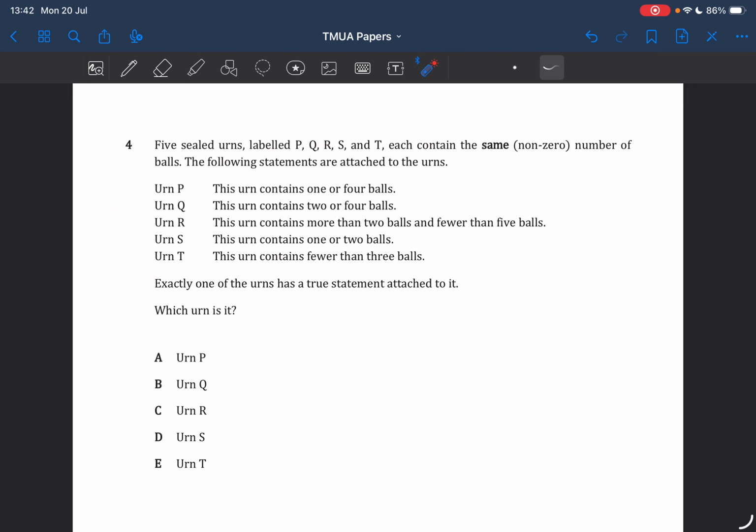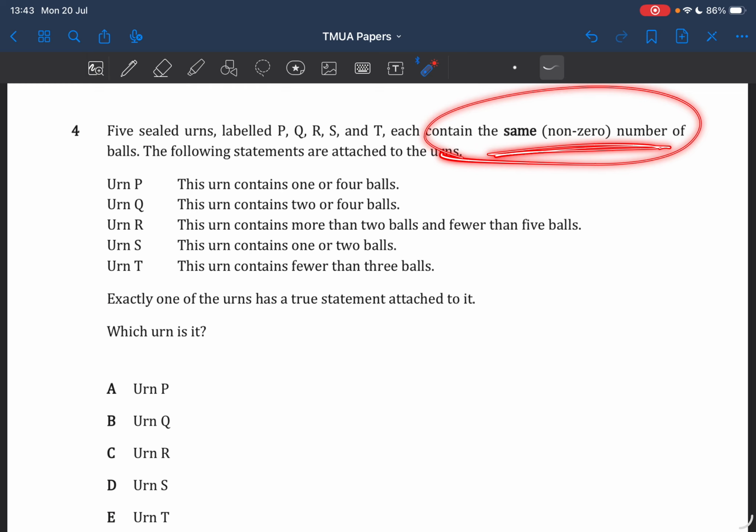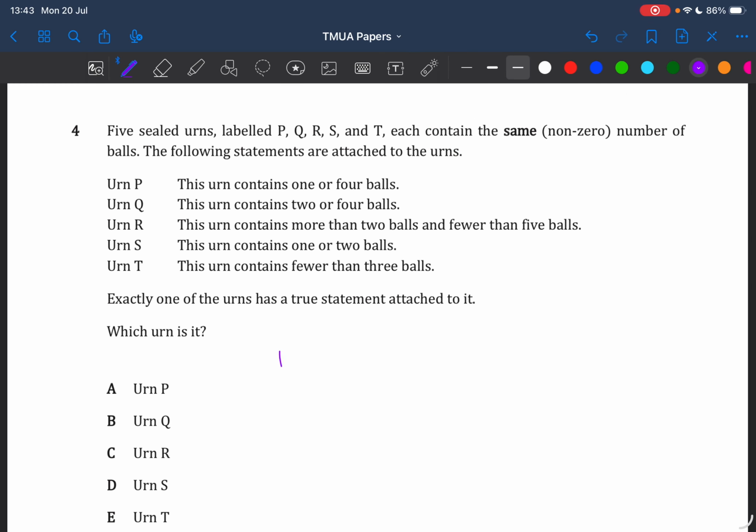Which one is which? It's hard to tell which statements are true and false, so the easiest way is to use what we know: they have the same number of balls. So we could just say, okay, do they all have 1 ball in them? If they have 1 ball in them, who's telling the truth and who's lying?